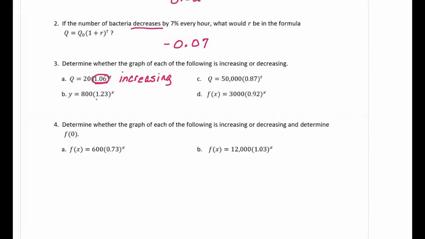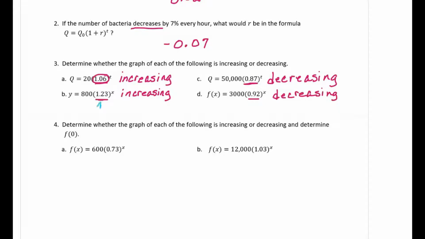Problem B, again, I have a number that is more than 1. That is increasing. Problem C, I have a number that's less than 1. This indicates I only have 87% of what I had the previous unit of time. So this is a decreasing relationship. And problem D, 0.92, a number less than 1, that indicates decreasing.